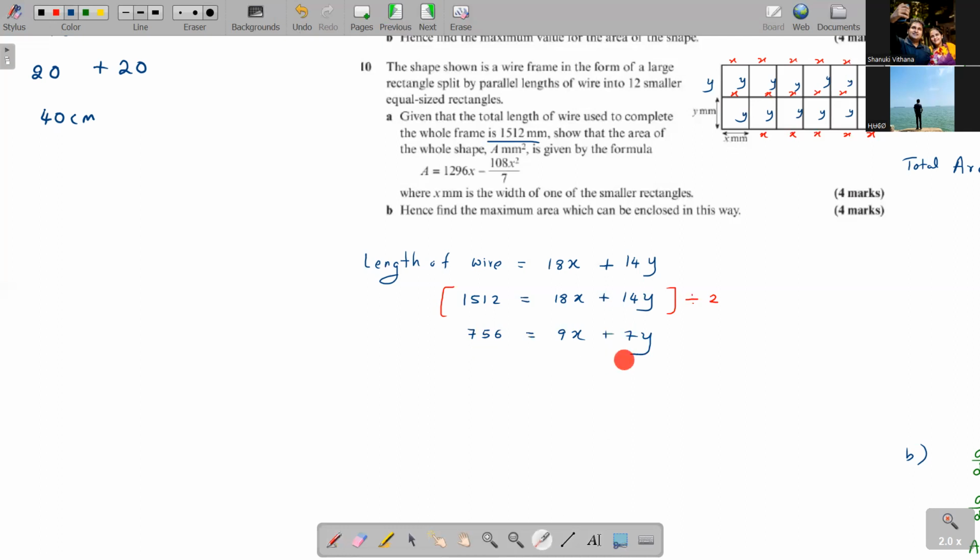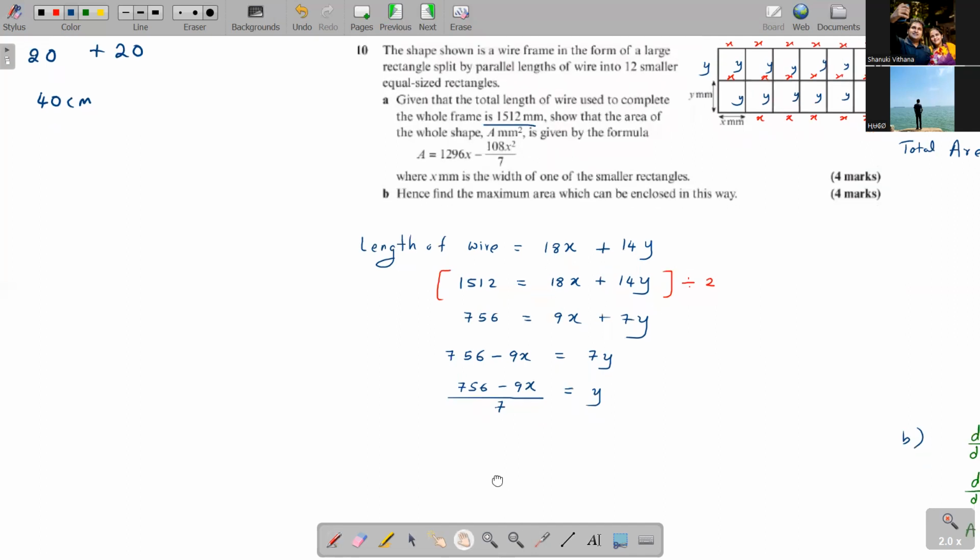And when you look at this equation, which particular variable should I make the subject? Do you think I should make x the subject, or y? I should make y the subject, because the final answer is only given in terms of x. So I should make y the subject and keep it ready so I can replace it in the area equation. So I get 756 minus 9x equals 7y. So y equals 756 minus 9x, divided by 7.